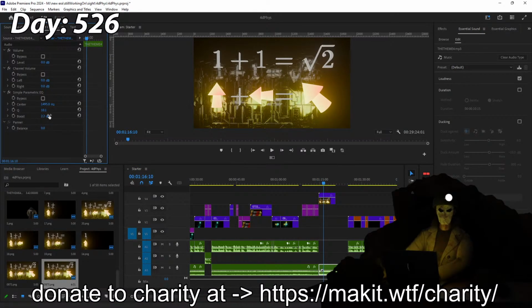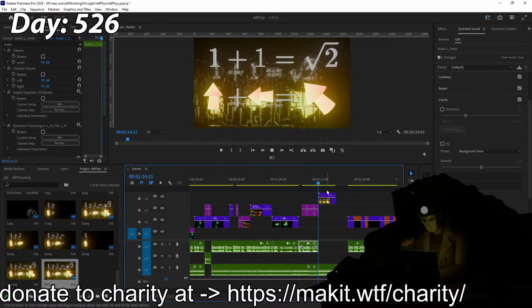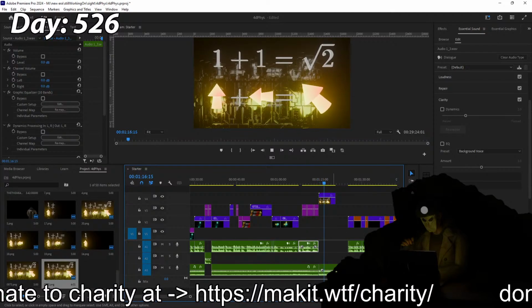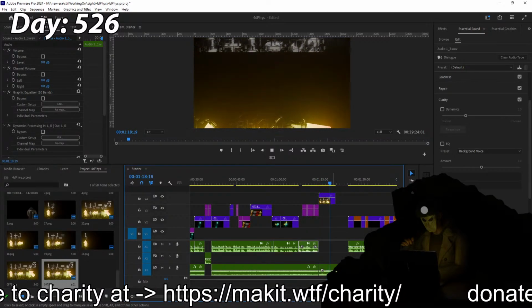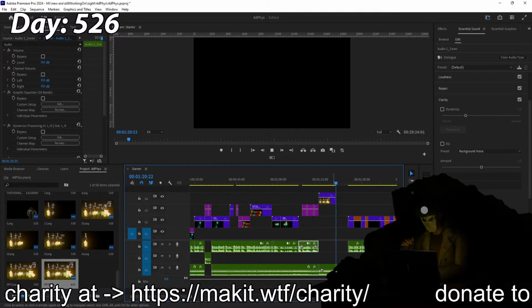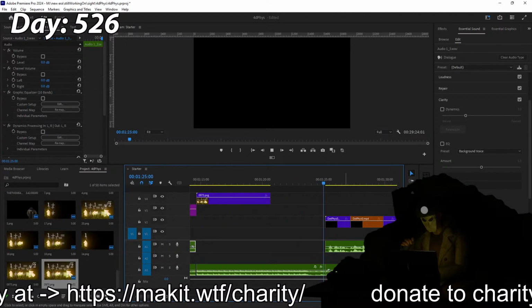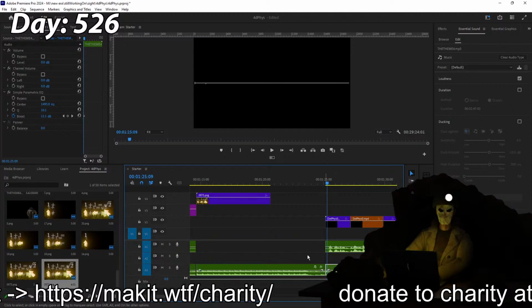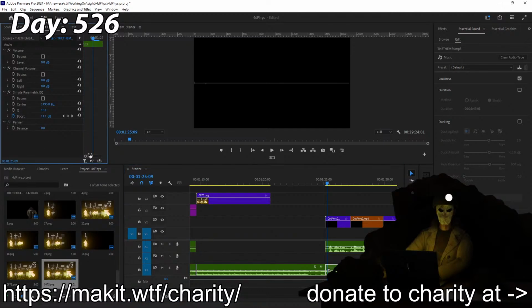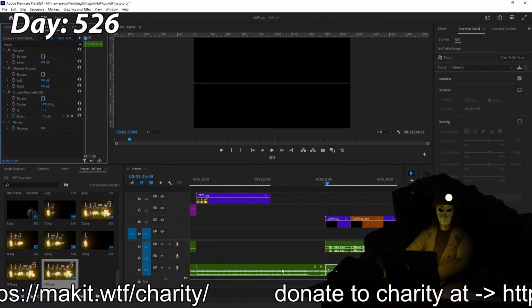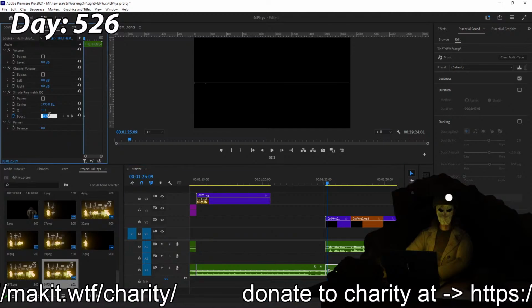Way too loud, way too loud. Yeah, way too loud. We have to remove this keyframe, switch it to how many? 2.2.